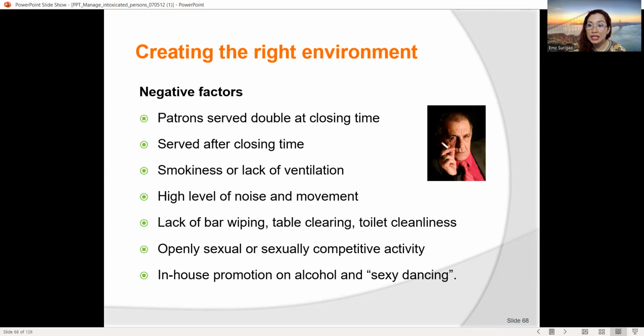Smoking or lack of ventilation. There should be an area for smoking. High level of noise and movement. Lack of bar wiping, table clearing, or toilet cleanliness. Openly sexual or sexually competitive activity. It's not healthy. In-house promotion on alcohol and sexy dancing is also not healthy.